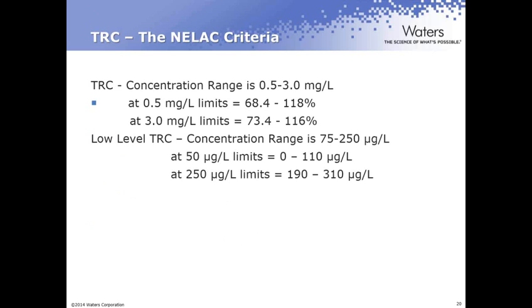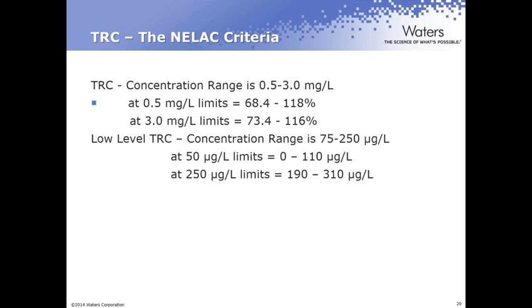So the NELAC criteria for residual chlorine, the milligram per liter level, or what we call the regular level chlorine, is somewhere between 0.5 and 3 milligrams per liter. So we look at our acceptance ranges at 0.5 milligram per liter and 3 milligrams per liter, and you see that the acceptance ranges are relatively similar. So I get people that say to me, hey Tom, I thought you said these are concentration dependent. Well, for most analyses they are, because for most analyses it's much more difficult to recover something at a lower range than it is at a higher range.